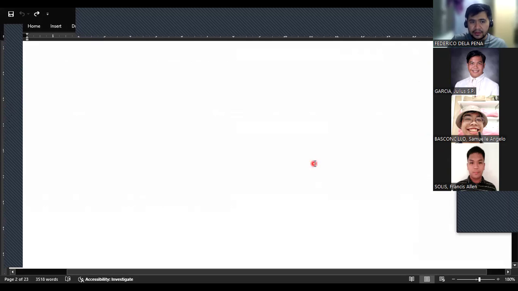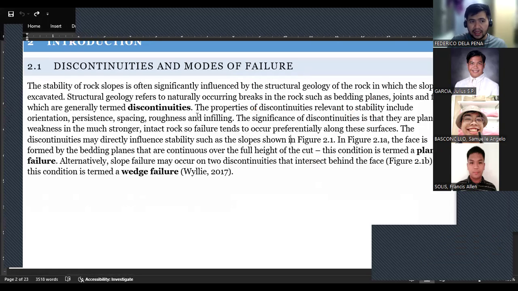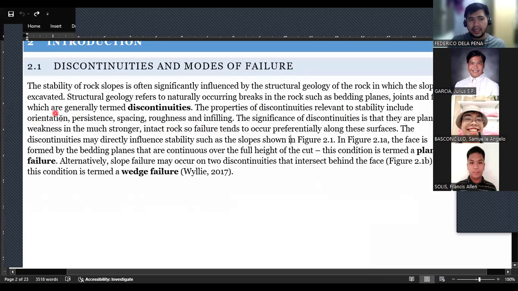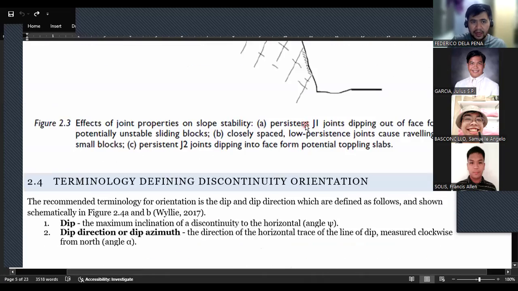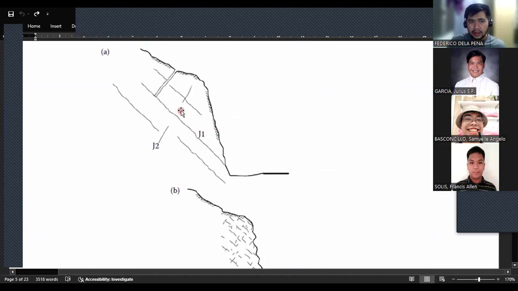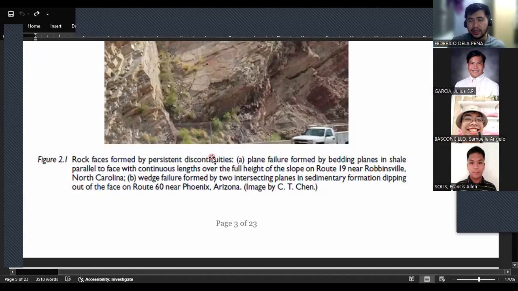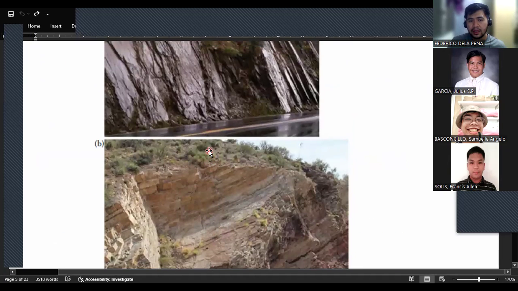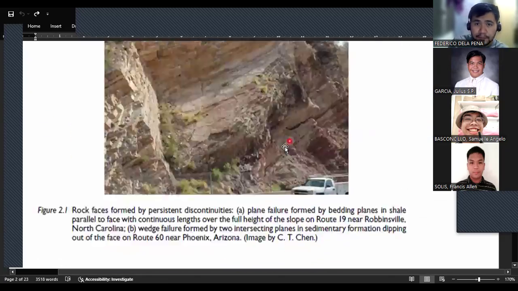And we characterize discontinuities in terms of their geometry mainly, which includes their orientation, persistence, spacing, roughness, and infill. I think I have some illustrations here. Right. Orientation, we will define in terms of azimuth and dip angle, but we will go back to that later on.